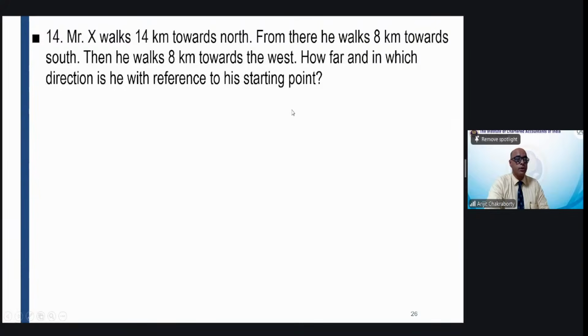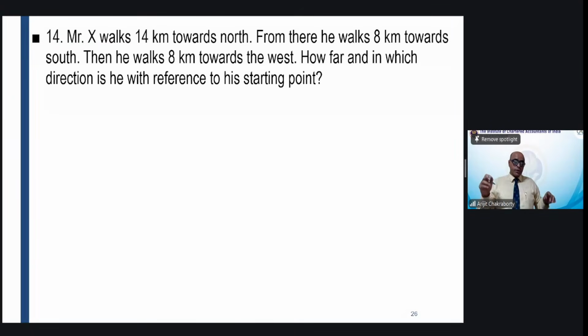14th question, we are coming towards the close of the session. Mr. X walks 14 kilometers towards north. From there he walks 8 kilometers towards south. So after going 14 kilometers north, he takes a 180-degree turn and now moves 8 kilometers walking towards south. Then he walks 8 kilometers towards west. How far and in which direction is he with reference to the starting point?